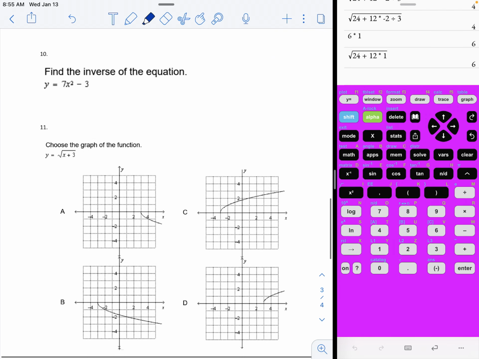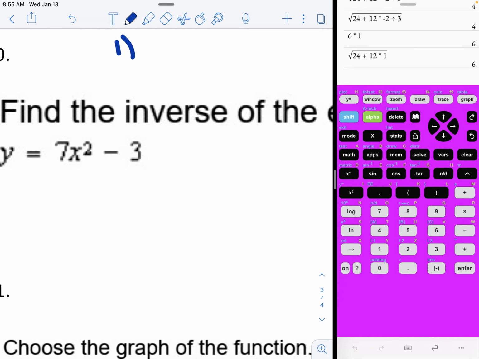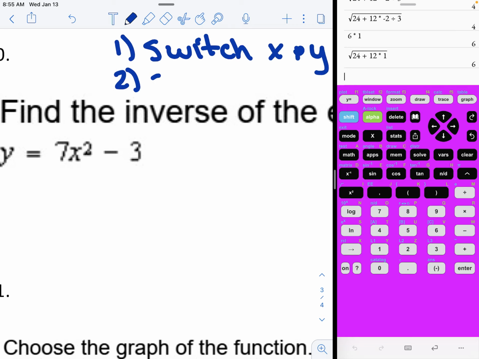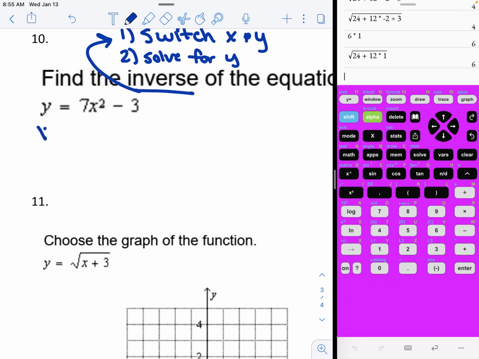Number 10, find the inverse of the equation. So inverse means you switch x and y. It's 2 steps. Switch x and y. And number 2, solve for y. There. So those are your 2 steps. Switch x and y, so inverse. That's the definition of inverse. Okay, so we're going to switch x and y and solve for y.